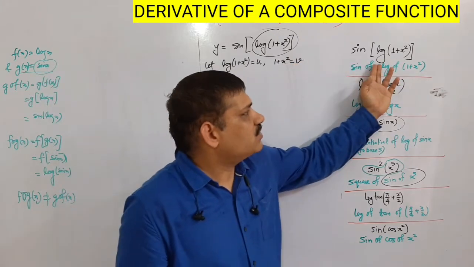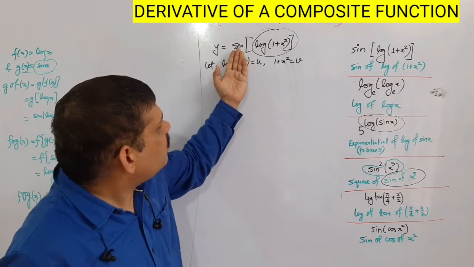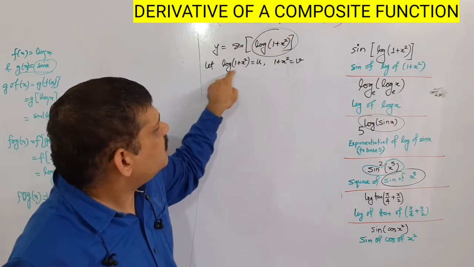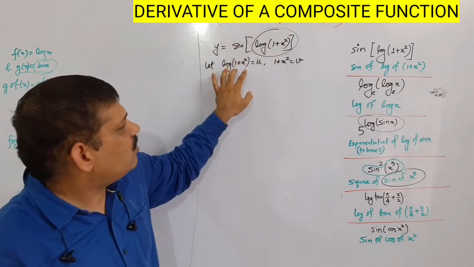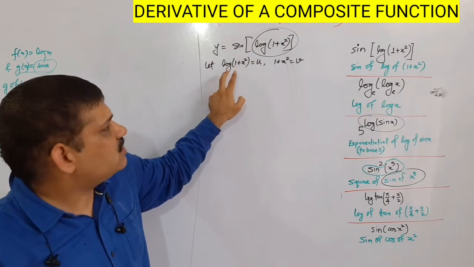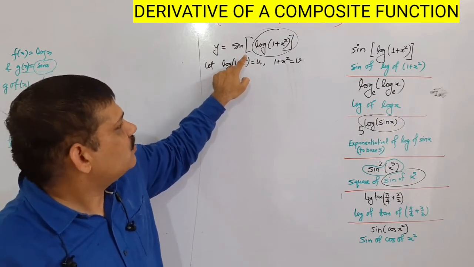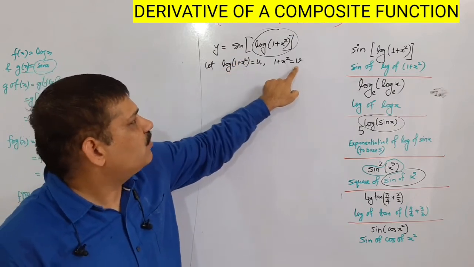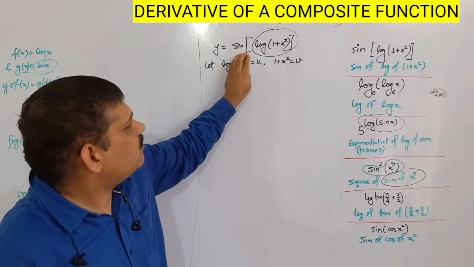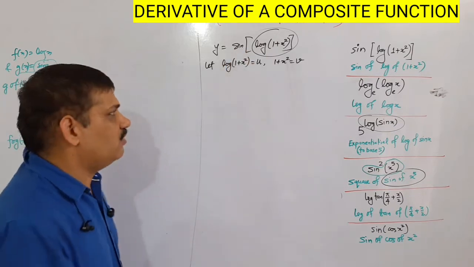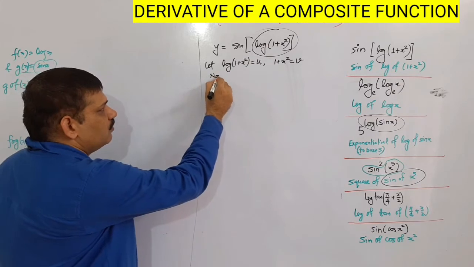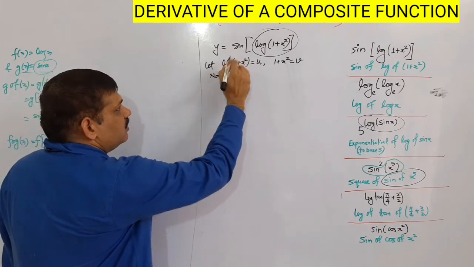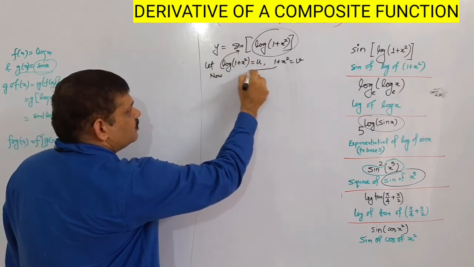Function of function of function. Sine of a variable. This variable is treated as u. Actually, this is not a function of x directly. This depends on 1 plus x square. So this 1 plus x square can be treated as v. Log of something. This can be treated as other variable. Now, use this here and use it here.